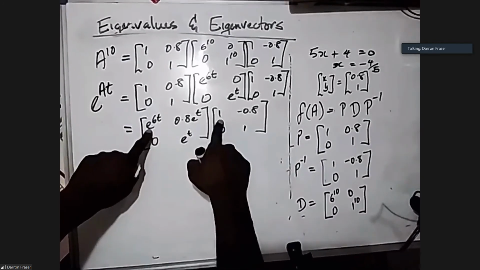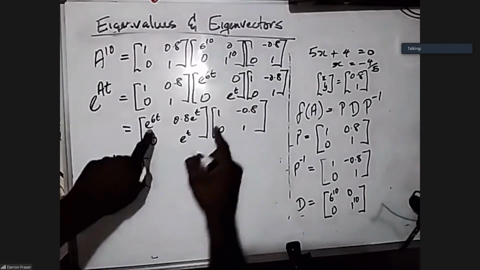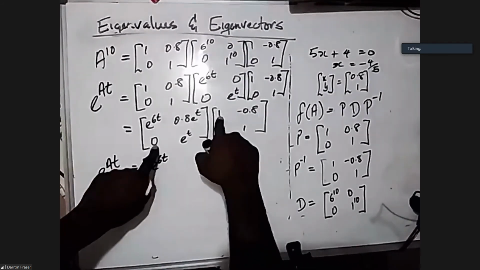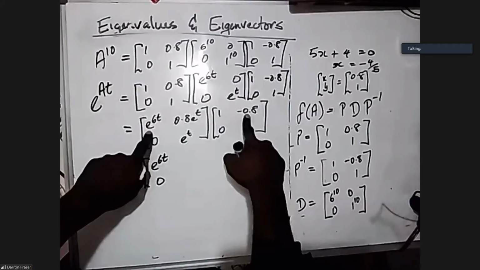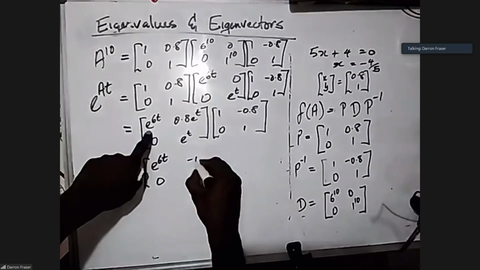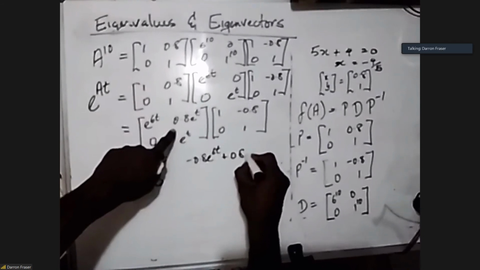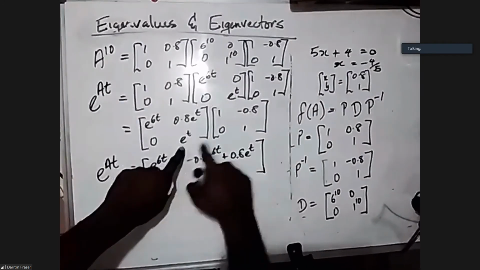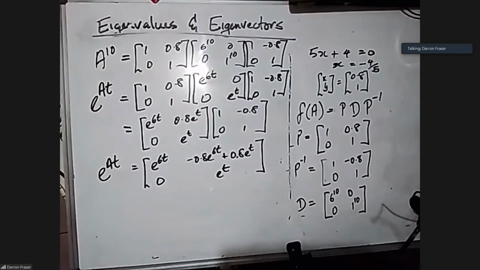So multiply again, e to the 6t plus 0, 0, 0. Minus 0.8 e to the 6t plus 0.8 e to the t. So this is what my e to the at would look like.